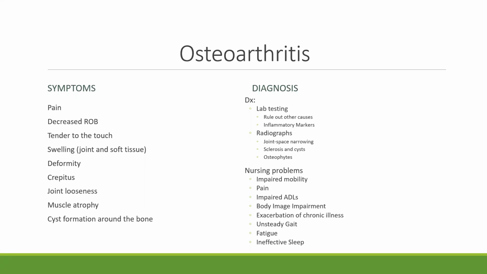So diagnostically, we can engage with some lab testing to rule out other causes, and we can measure any inflammatory markers. From the radiograph perspective, we can see joint space narrowing, sclerosis and cysts that form around that bone, and we can also see those osteophytes.